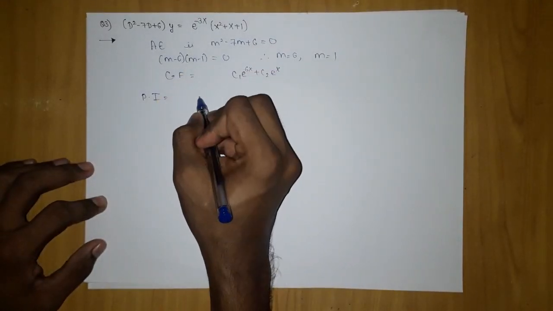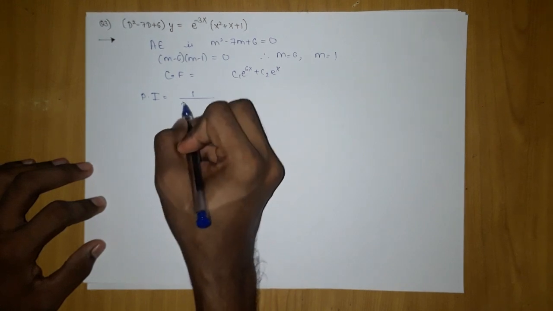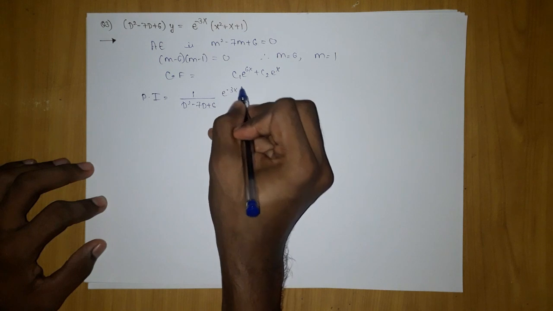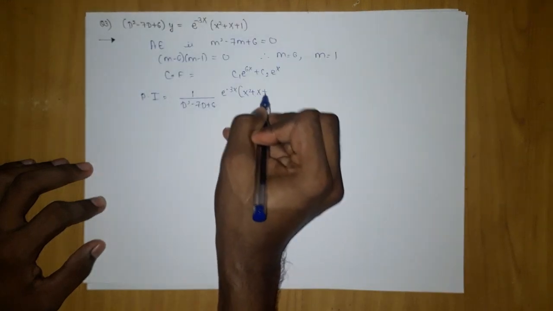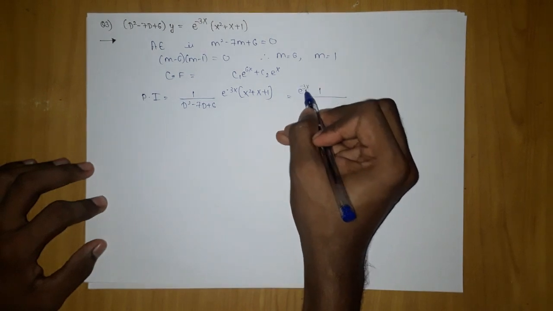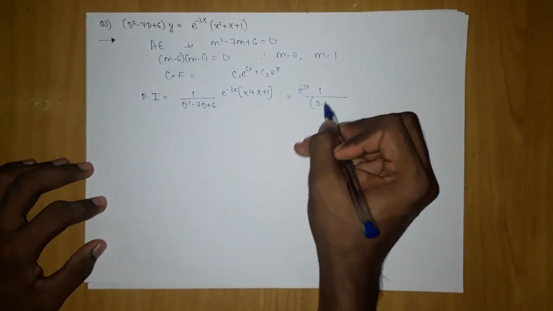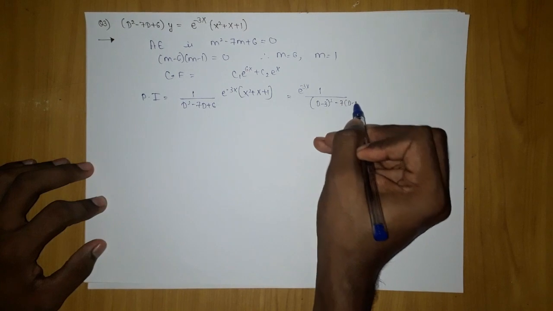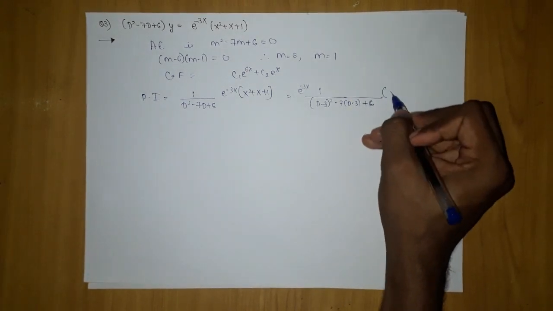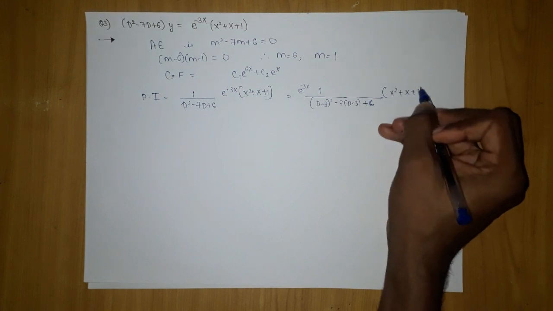Since e to the power x is attached, what you will do first, write it as it is: 1 by (D square minus 7D plus 6) e to the power minus 3x (x square plus x plus 1). What you are going to do after this, shift e power minus 3x out here and replace D by (D minus 3): (D minus 3) whole square, minus 7(D minus 3) plus 6, and here x square plus x plus 1.